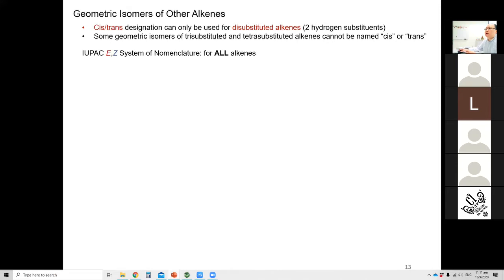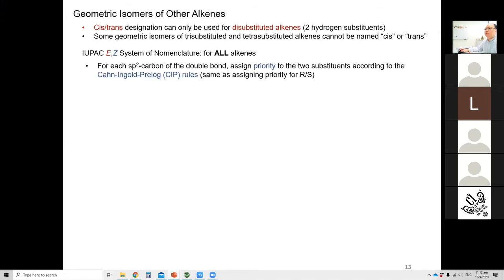So that's why we are going to introduce the concept of the EZ system. It works for all alkenes. You can apply the EZ system to disubstituted alkenes, that's correct, but you cannot apply the cis-trans system to tri-substituted or tetra-substituted alkenes. So what does the EZ system mean? Here is how we do it.